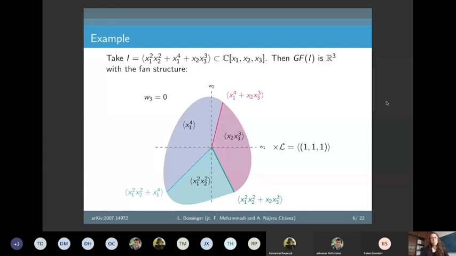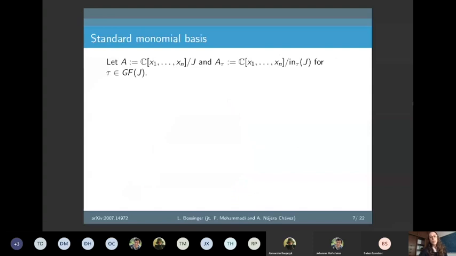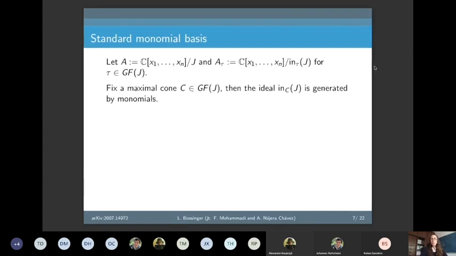And the observation that in the relative interior of the maximal cones, the ideals are generated by monomials is actually true in general. So let's now consider the quotient of the polynomial ring by our ideal J. J is homogeneous, as I assumed before, and for any cone tau in the Gröbner fan, we denote by A tau the quotient of the polynomial ring by the initial ideal with respect to tau. Now, if we fix a maximal cone in the Gröbner fan, as we've seen in the example, then the initial ideal with respect to this cone is generated by monomials. So in particular, we can define the following set.